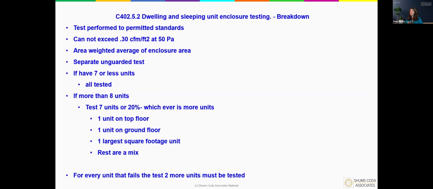Now, there is a little bit of a prescriptive, what do I do if it doesn't pass type of situation. So what it says is for every 1 unit that fails, you will then have to test 2 more units. So obviously the incentive is I only want to test 7 units. I don't want to keep going and testing, and then I'm doing 100% and my entire building does not pass. That becomes an issue. Now, I mentioned earlier that you are required to do these as unguarded tests.